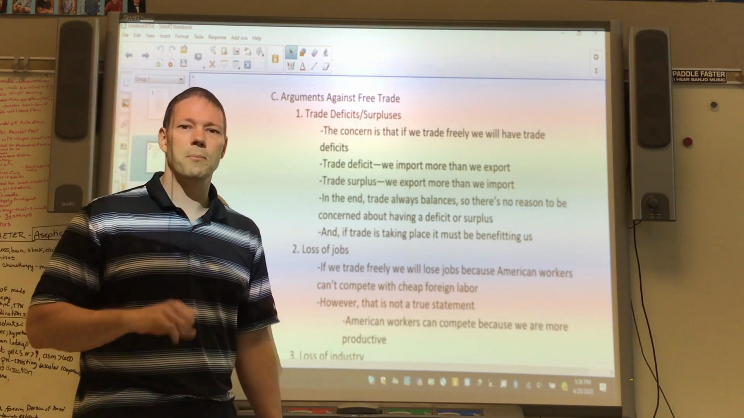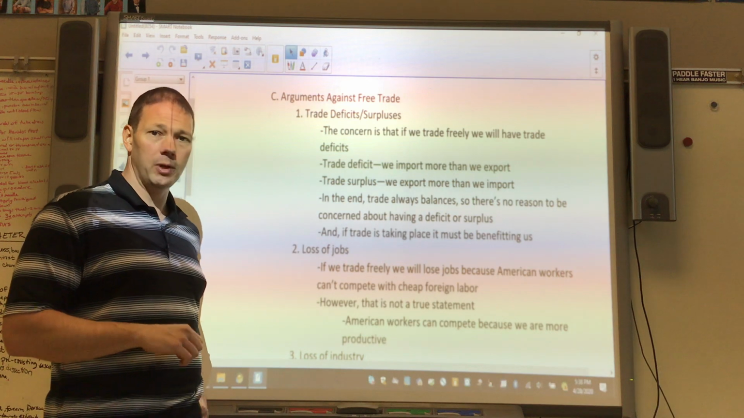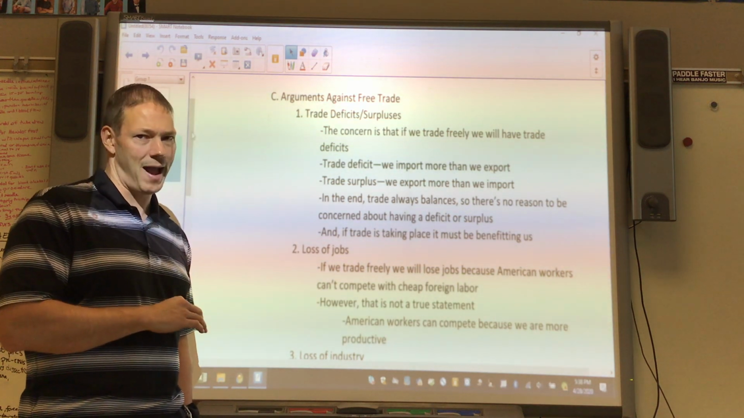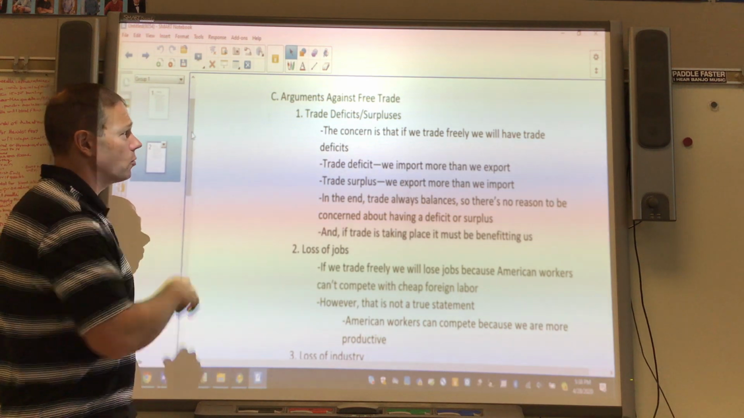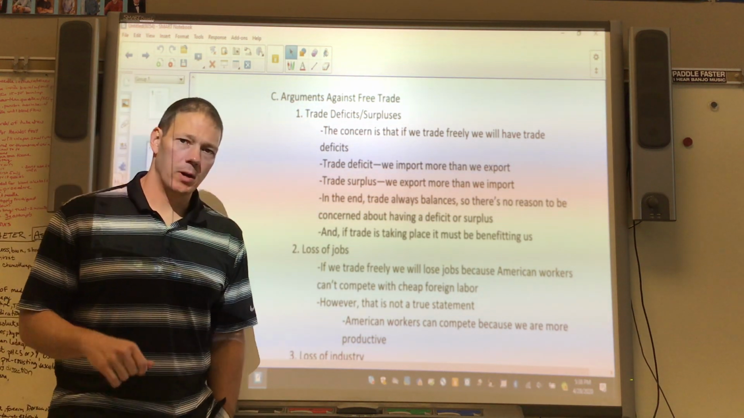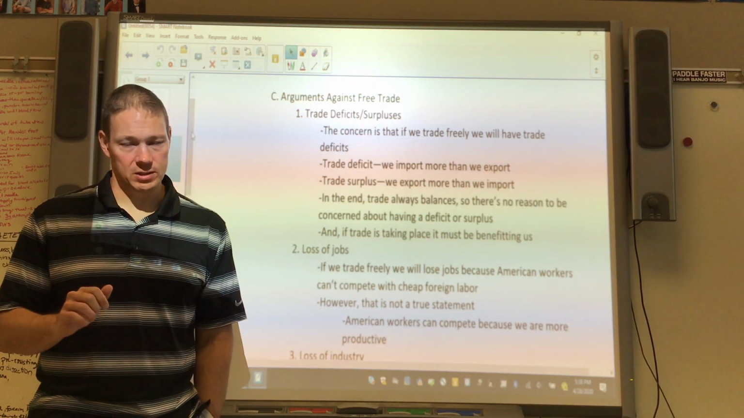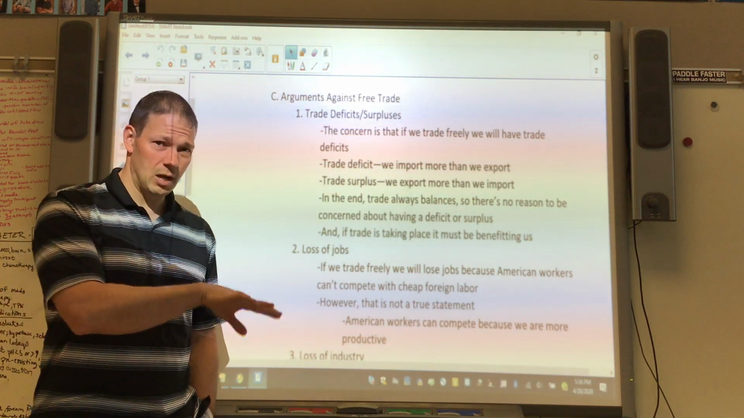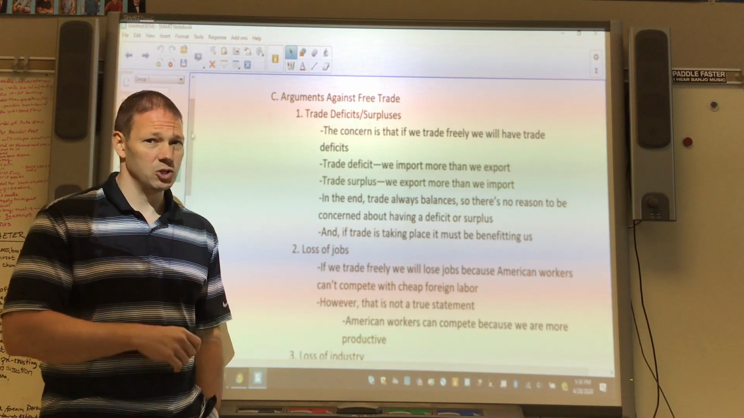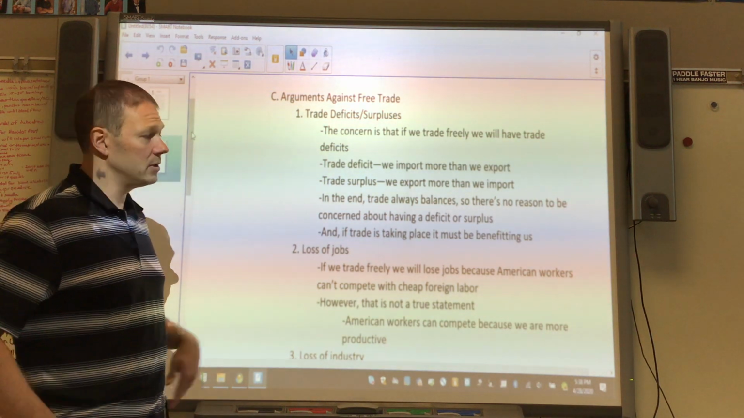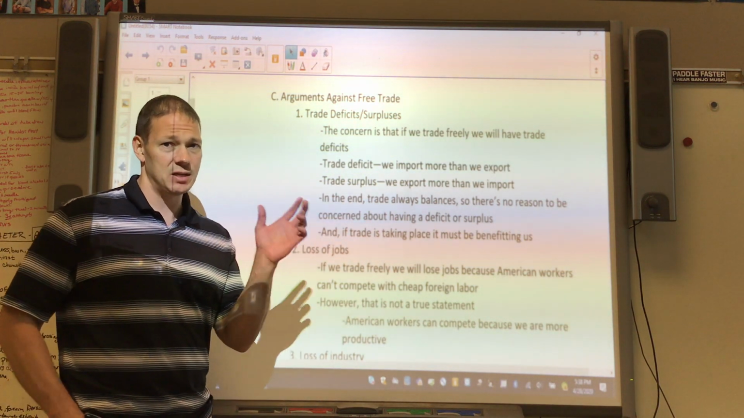So let me give you 3 of the main, most common arguments that you'll hear as to why free trade is a bad thing, and I will hopefully debunk them. The first one is, if we trade freely, we're going to have major trade deficits. Quick reminder, I know we talked about this in Unit 1, but this is important. Make sure you know this because it's going to show up on this test: the definition of a trade deficit and a trade surplus.